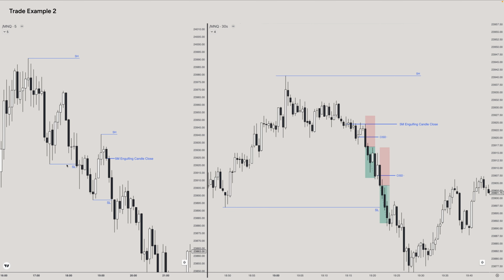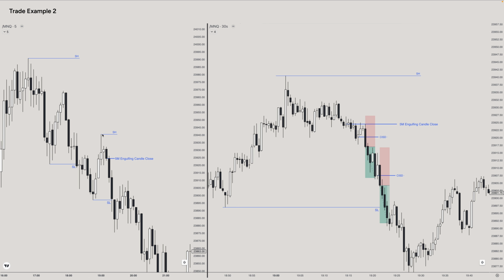So in this case, our swing low gets broken. So again, very important. Always wait for a 5-minute trend pullback to finish. A lot of people, they enter too early. They don't wait for the 5-minute trend pullback to finish. And that's how you get stopped out. So in this case, we wait for the 5-minute trend pullback.